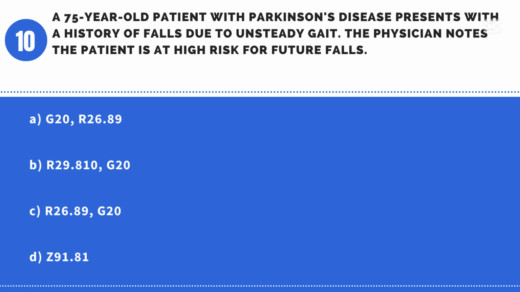Question 10. A 75-year-old patient with Parkinson's disease presents with a history of falls due to unsteady gait. The physician notes the patient is at high risk for future falls. A. G20, R26.89. B. R29.810, G20. C. R26.89, G20. D. Z91.81.